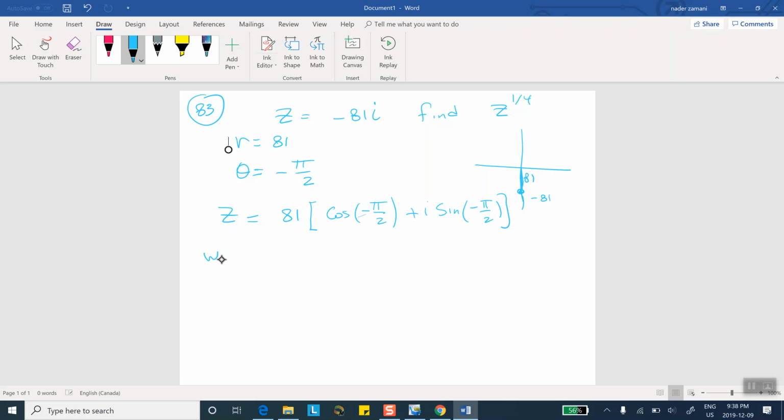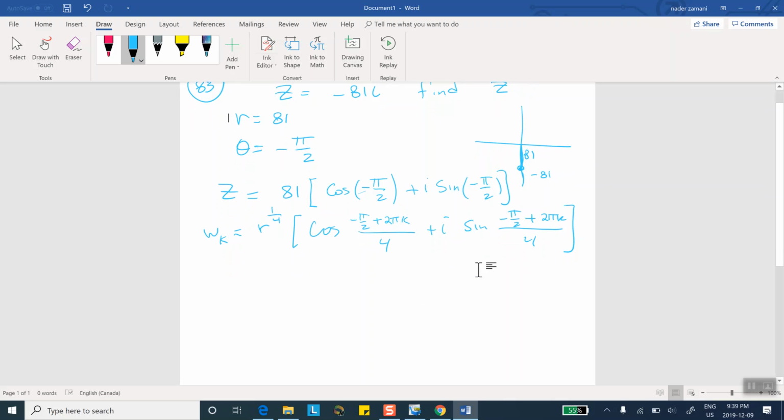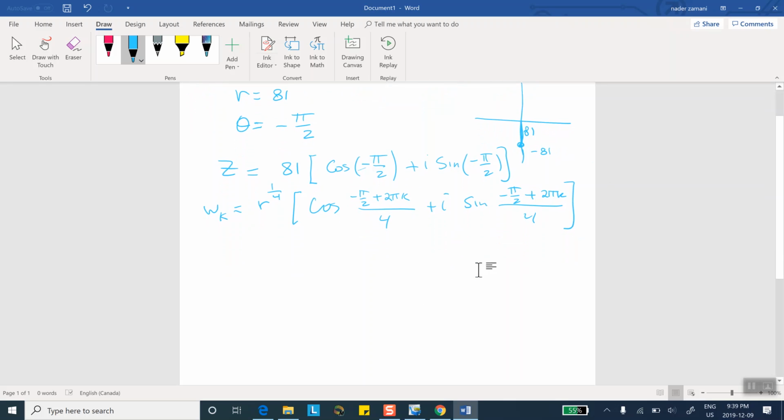So Wk is equal to r to the 1 over 4, since we're doing the fourth root, cosine of minus pi over 2 plus 2 pi k divided by 4, plus i sine of minus pi over 2 plus 2 pi k divided by 4. We are writing these and carrying it, but well, just leave it the way it is.